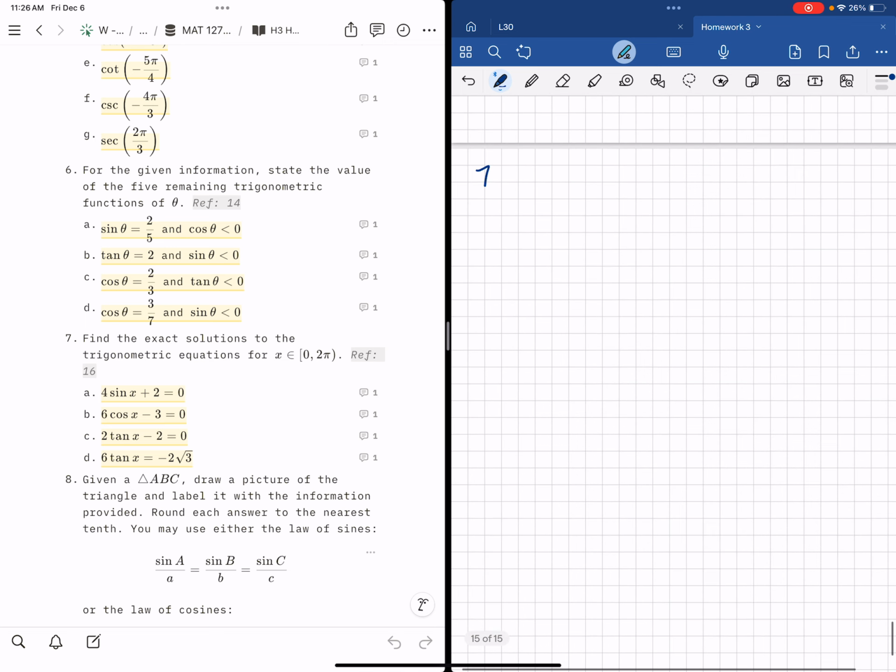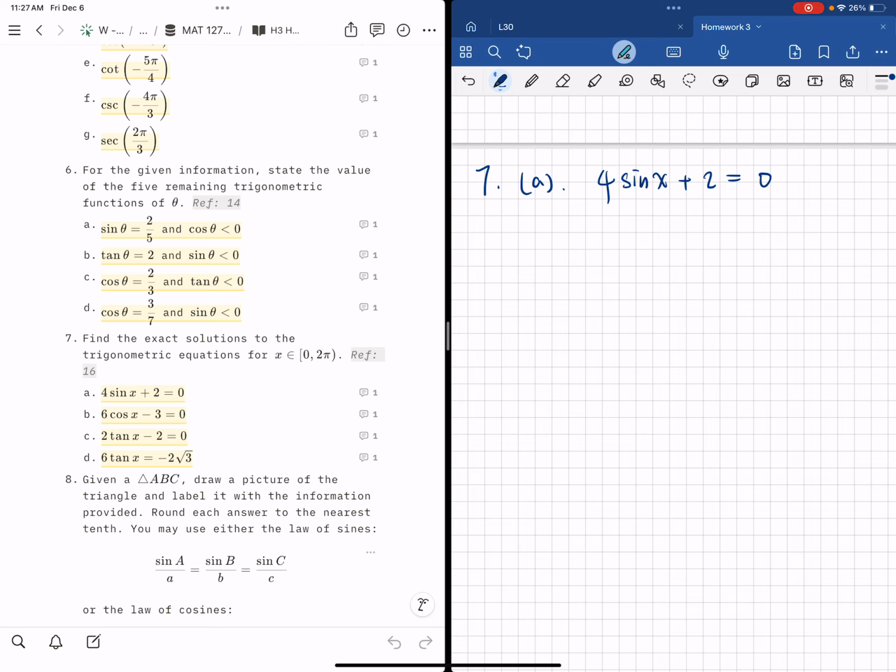Okay, number 7. Find the exact solutions to the trigonometric equations for x from 0 to 2 pi. And there are 4 equations. Starting with the first one, I'm going to do 4 sine of x plus 2 equals 0. So basically your main job is to isolate the trig function that you see in the equation. That's all you need to do. And then apply what you know about the angle to write the solutions.